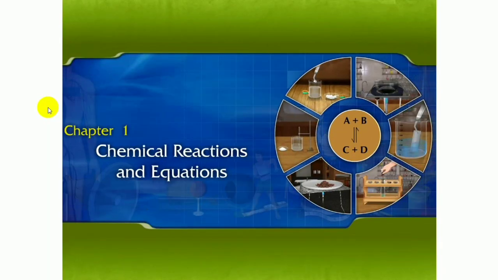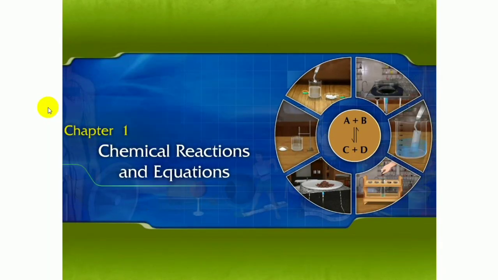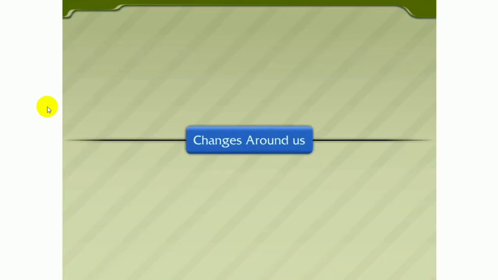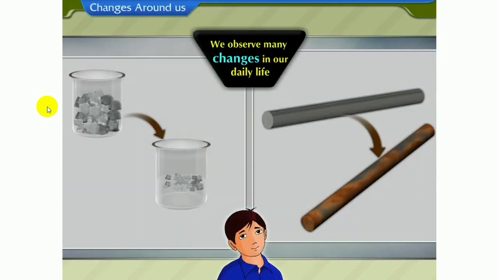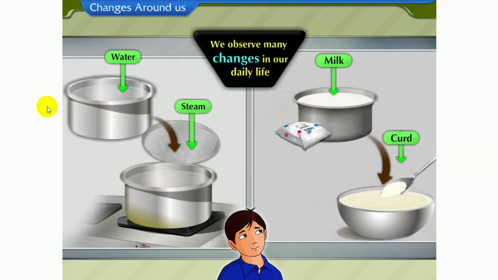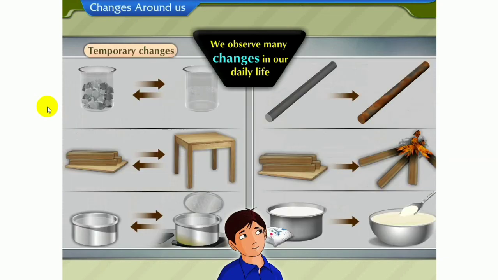Chapter 1 Chemical Reactions and Equations. Changes around us. We observe many changes in our daily life. Some are temporary changes and some are permanent.